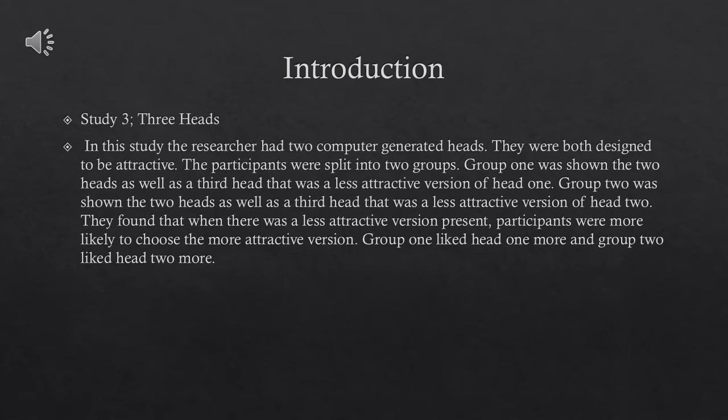So what this study found was when there was a less attractive version present, the participants were more likely to choose the attractive version. So in group number 1, where they had both of the regular heads and the less attractive version of head number 1, they found that head number 1 was more attractive than head number 2. And the same was true for group number 2, where they had the less attractive version of head number 2. They chose head number 2 as a more attractive version more often than not.